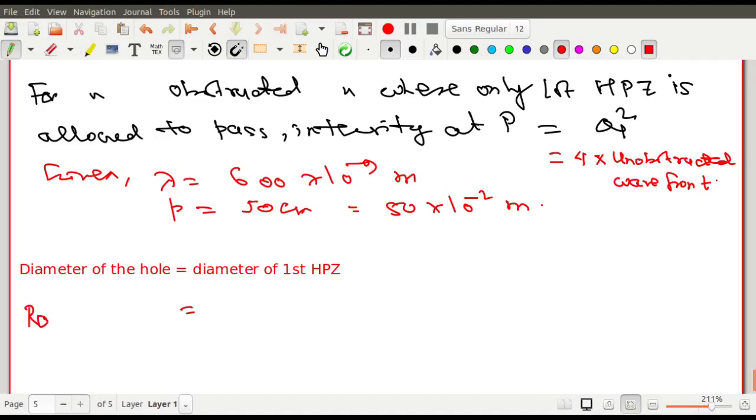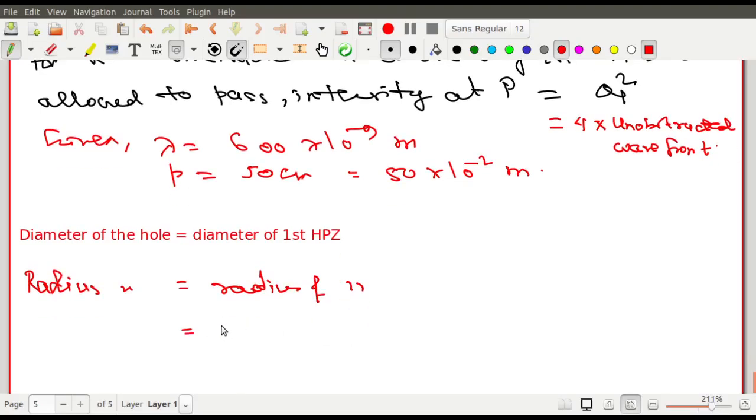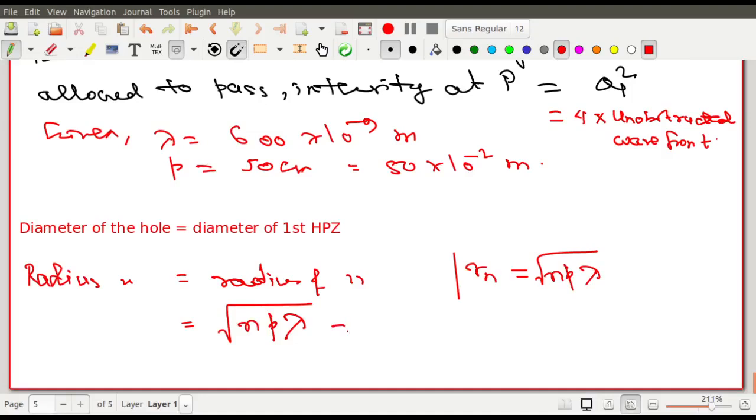Let us do it with the radius instead of the diameter. The radius of the hole is equal to the radius of the first half period zone, and the formula is Rn equals root over n p lambda. Here n is the first half period zone, so it is only p lambda. So it is root of 50 into 10 to the minus 2 into 600 into 10 to the minus 9.